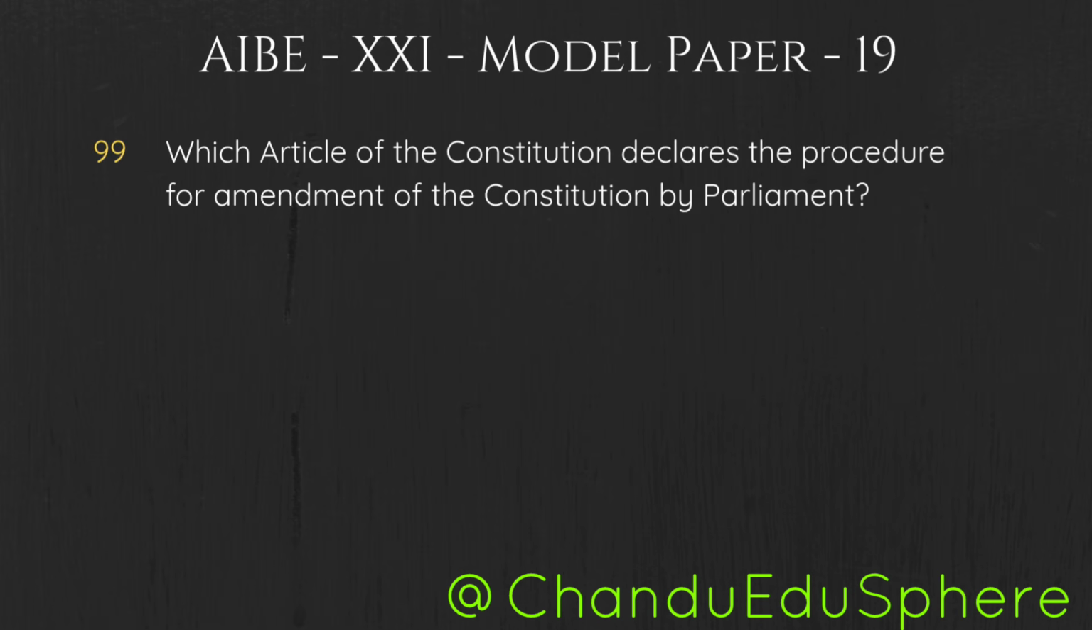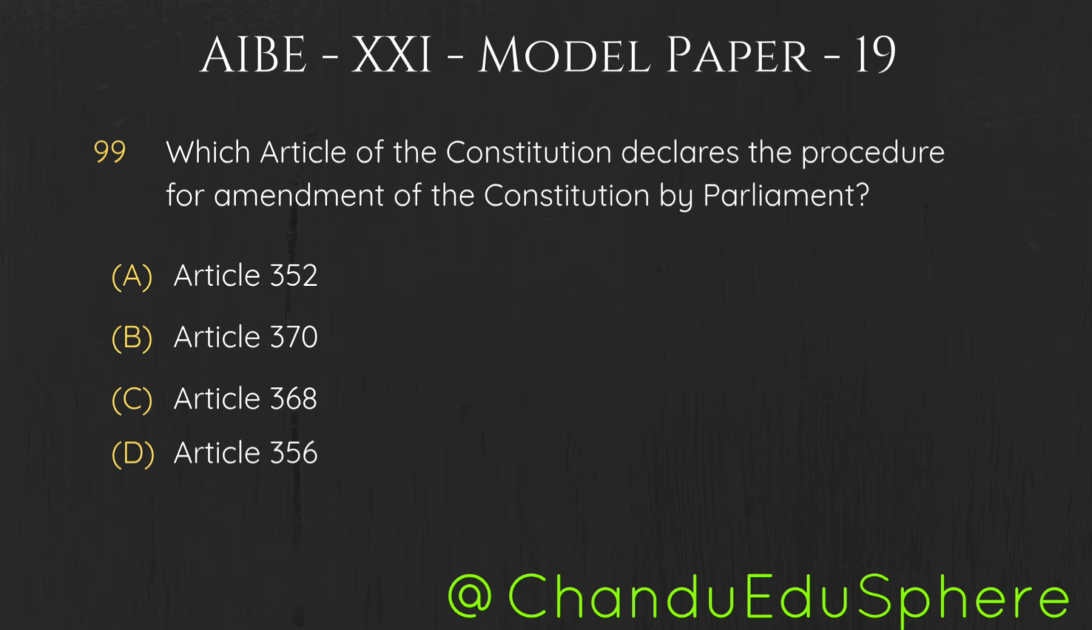Which article of the Constitution declares the procedure for amendment of the Constitution by Parliament? Article 368 of the Constitution lays down the procedure for amendment by Parliament, including the requirement of special majority and, for certain federal provisions, ratification by at least one half of the state legislatures.